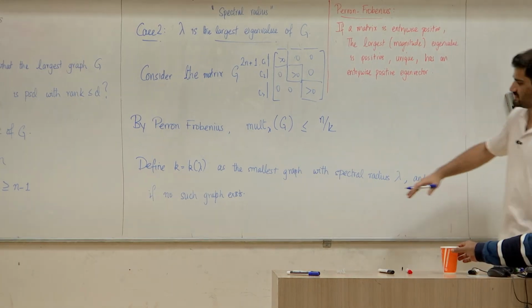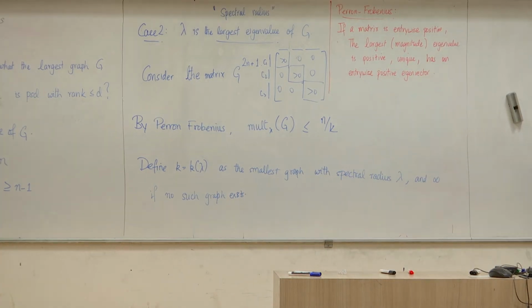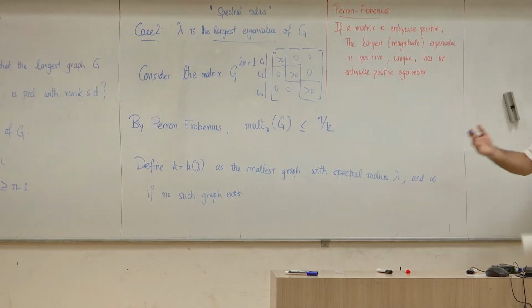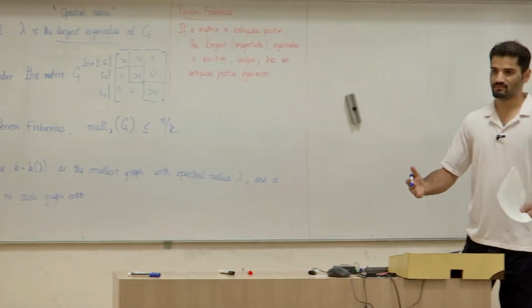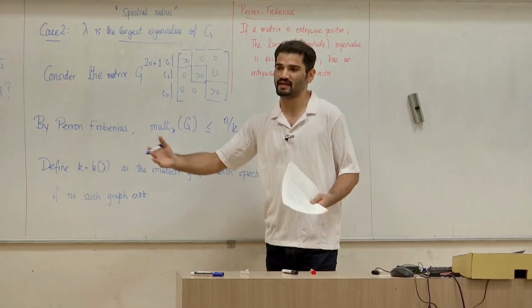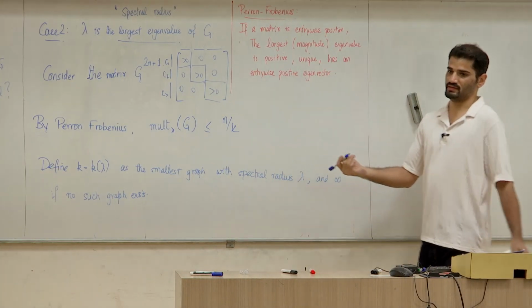So the justification is that this lambda can only appear once for every connected component, and if it has to appear for some component, that component has to have size k. Okay, so if the lambda appears m times, then there need to be at least m k vertices. In other words, the multiplicity of this is at most n over k.